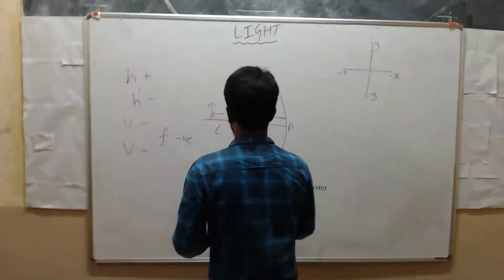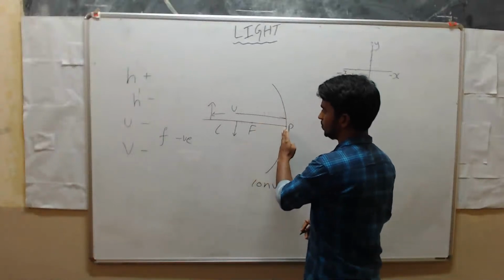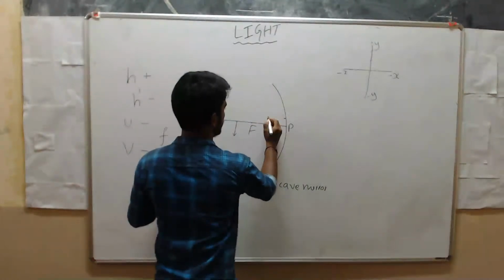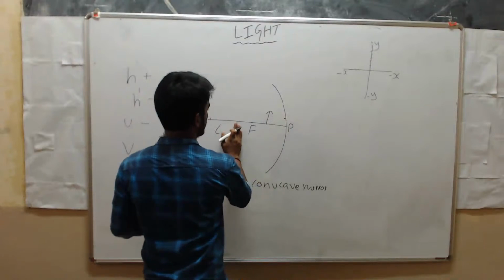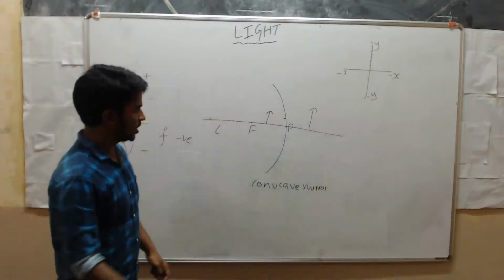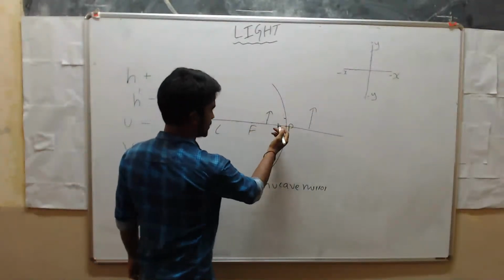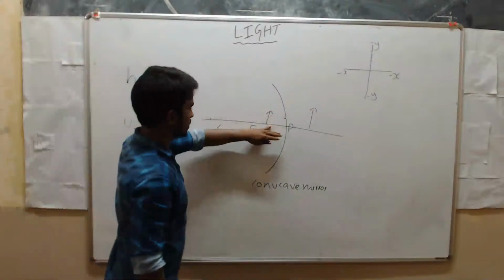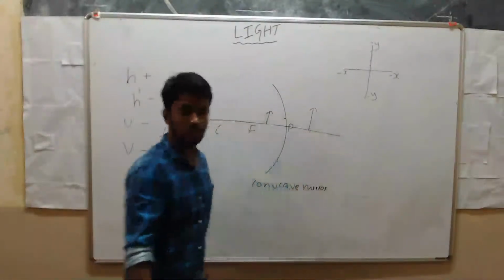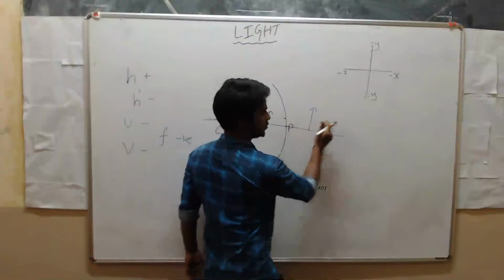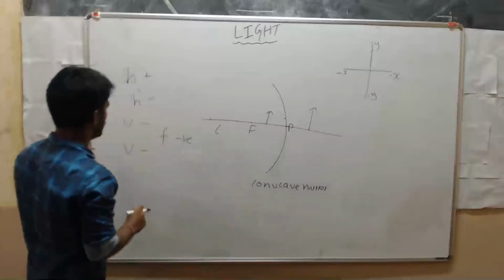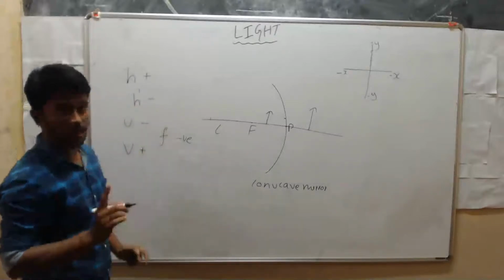Suppose you keep the object between F and P. At that time you will get the image here, that is, on the right side of the mirror. Now how do we write the object distance? Same as before, we write the object distance as negative. Then what about the image distance? We take this distance with respect to the positive x-axis, right? So in this case, write the v value as positive, not negative.